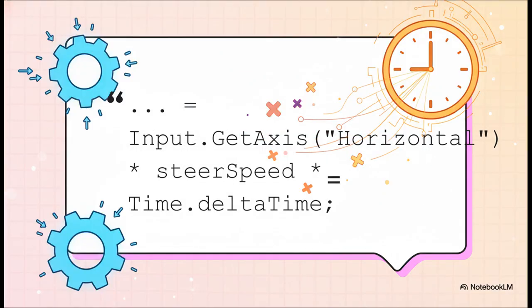And here's the fix. It is literally this simple. All we do is go to the end of that line and we add Time.deltaTime. That's it. That's the whole thing. Just by adding that one little piece of code, we've transformed our calculation from a steering amount per frame to a consistent, reliable steering rate per second.